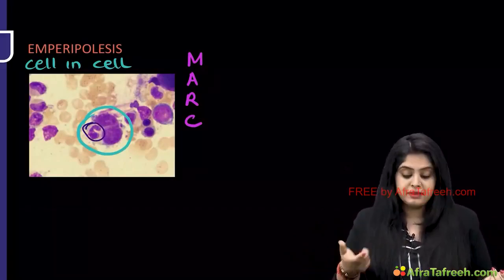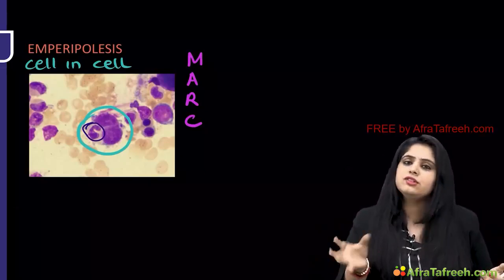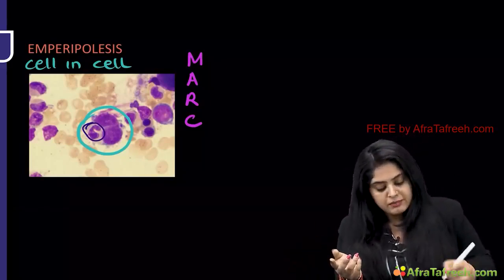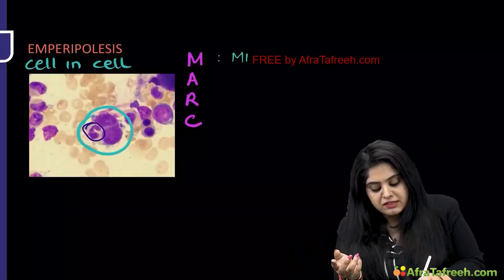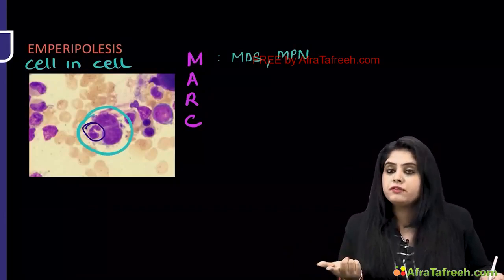Where do I see it, ma'am? You see it in MARC. What is MARC? MARC is a lazy boy. What is lazy boy? Just go and sit inside someone else. Cell in cell. So what is MARC? M stands for myelodysplastic syndrome and myeloproliferative neoplasms. MDS, MPN. Myelodysplastic syndrome, myeloproliferative neoplasm.